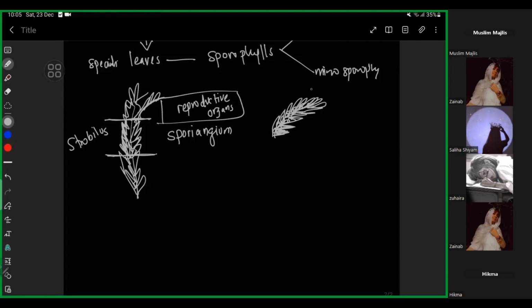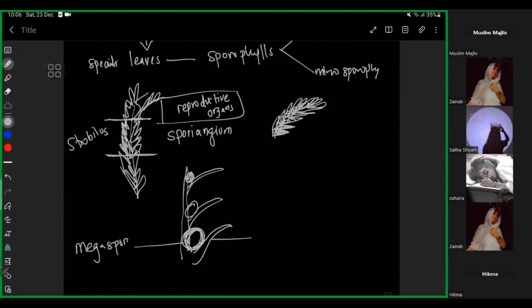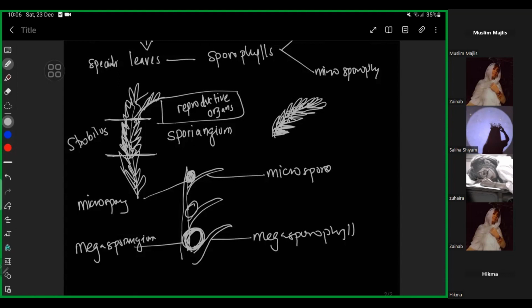If you cut this in a longitudinal section, you will get an axis and you'll get a leaf. Surrounded by the leaf, you will have a sporangium. Likewise, you have so many of them, and you have another small sporangium. There's a big sporangium called the megasporangium, and a small sporangium called the microsporangium. The megasporangium is covered by the megasporophyll, which is a leaf. The microsporangium is covered by the microsporophyll, which is also a leaf.